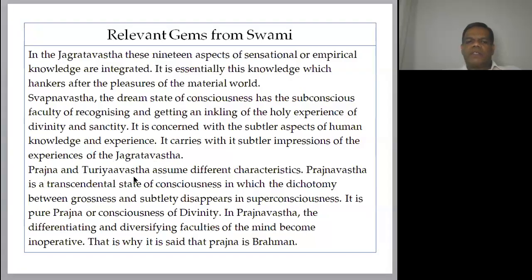It carries with it subtler impressions of the experiences of the Jagrata Avastha. Prajna and Turyavastha assume different characteristics. Prajnavastha is the transcendental state of consciousness in which the dichotomy between grossness and subtlety disappears in superconsciousness. It is pure prajna or consciousness of divinity. In Prajnavastha, the differentiating and diversifying faculties of the mind become inoperative. That is why it is said Prajna is Brahman.